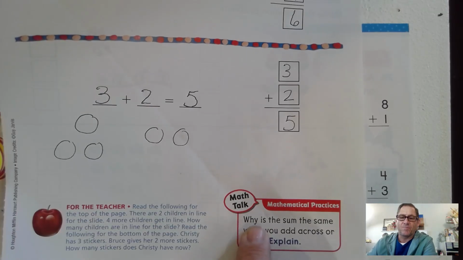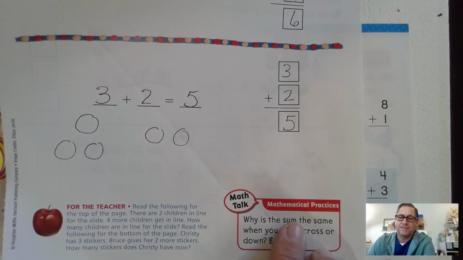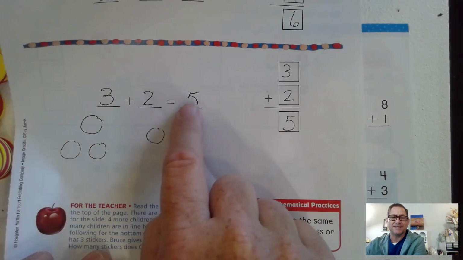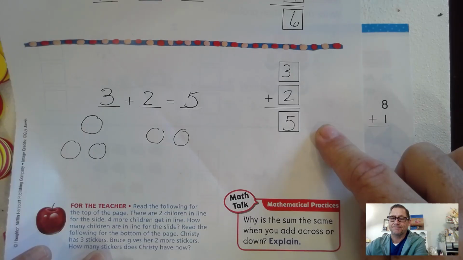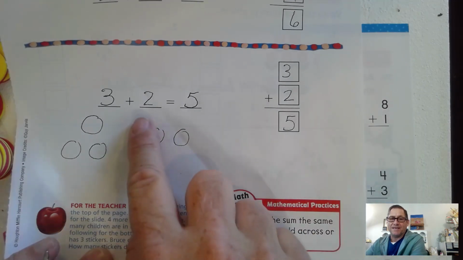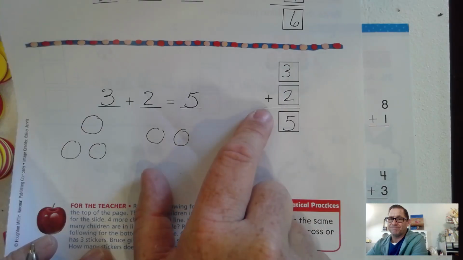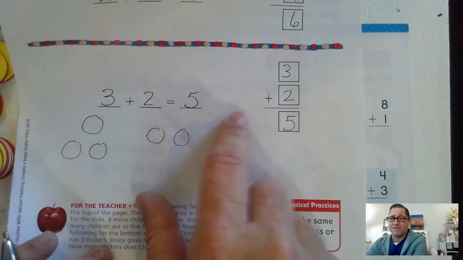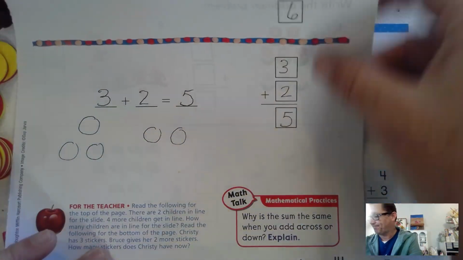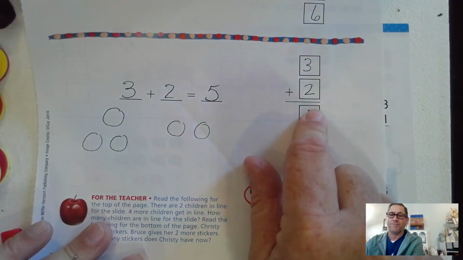Let's look at this little box here. See what your thoughts are on this. Why is the sum the same when you add across or down? Why is the sum 5 going this way and also this way? What do you think? Was it because they're the same addends? Probably, right? If we're using the same numbers to add, it's got to give me the same sum. Okay? So it doesn't matter whether it's across or up and down.